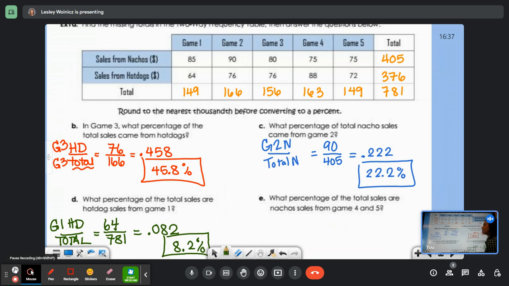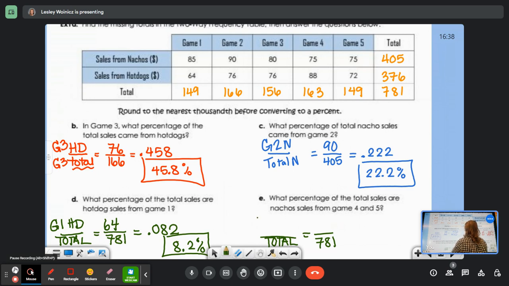Okay, what percentage of total sales are nacho sales from both games 4 and 5? Okay, so we're going to use the big total again. So that was the 781. And this time we want nachos in games 4 and 5. So 75 and 75. What is that, 130?